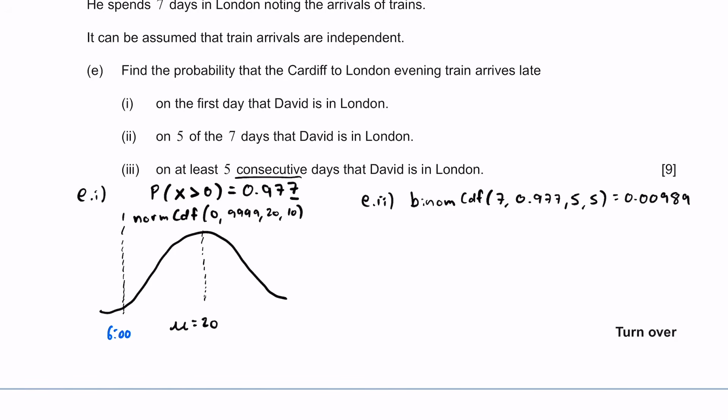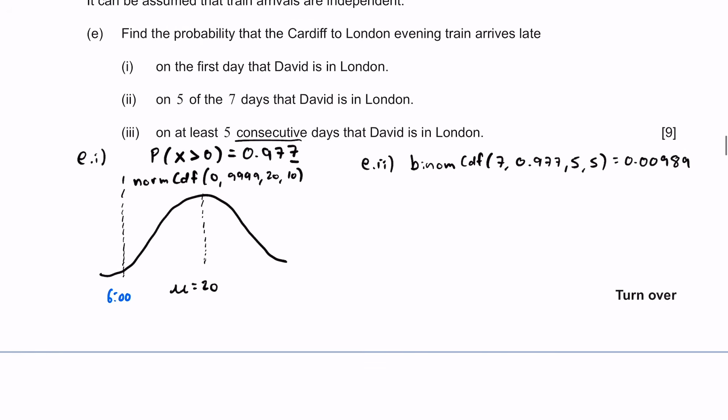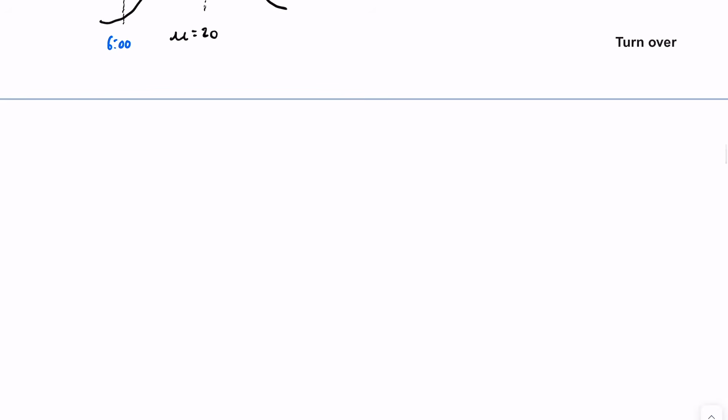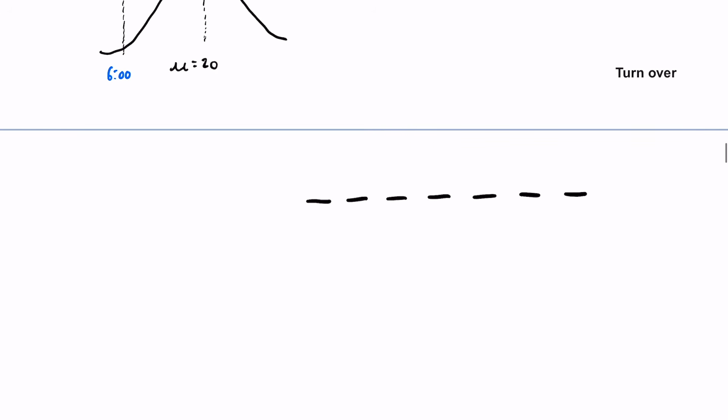We can no longer use binomial distribution, but we're going to have to look at the set of possible outcomes that satisfy the situation of this train being late on consecutive days. So let's draw a diagram here and try to represent what's going on. So David is in London for 7 days. So here it's 1, 2, 3, 4, 5, 6, 7. And let's look at one situation where we can have 5 consecutive days where the train is late.